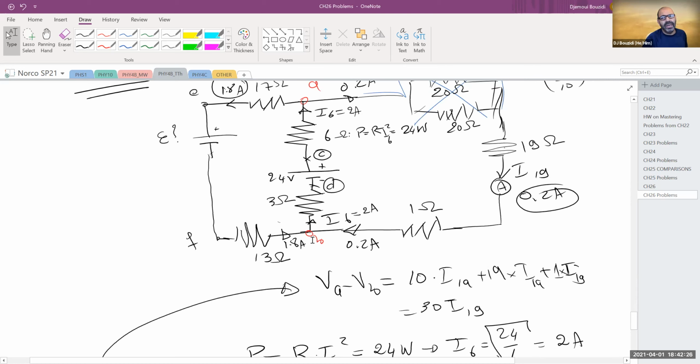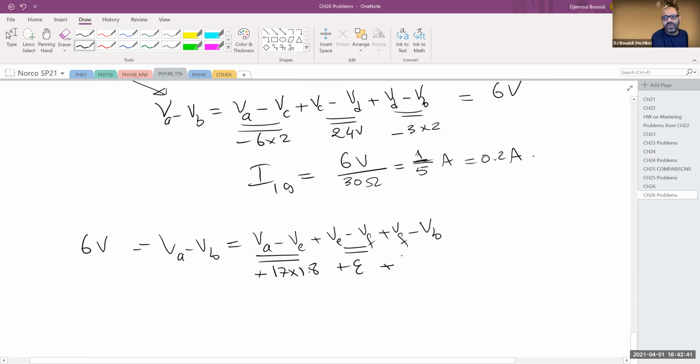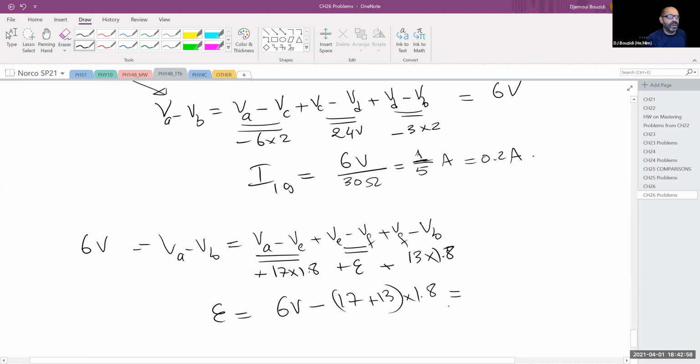Plus VF minus VB is actually a drop in potential too. The point F is higher than the point B by 13 times 1.8 because the current is flowing from F to B. Therefore, this point must be higher in potential. So this is actually 13 times 1.8. So this epsilon must satisfy the condition that 6 volts minus 17 plus 13, I took it as a common factor, times 1.8. So this epsilon must be equal to 6 minus 17 plus 13, that's 30, times 1.8.